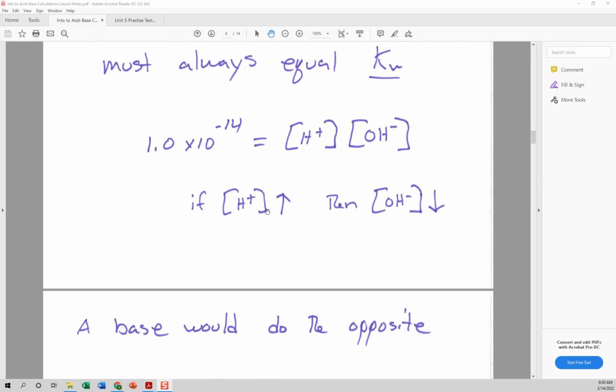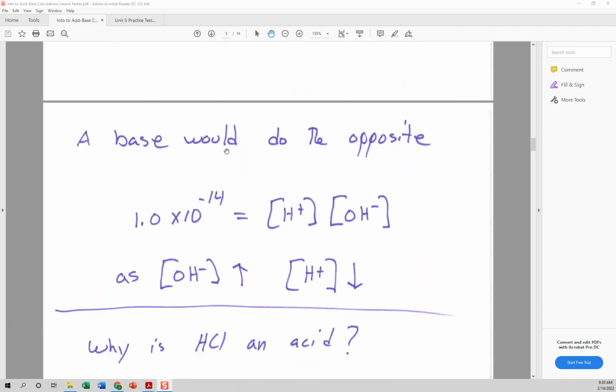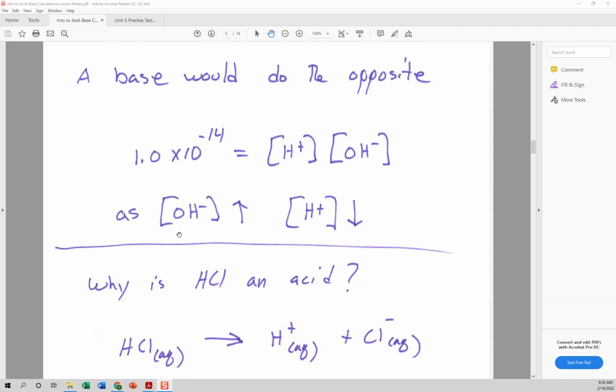So if H+ increases above 1 times 10 to the negative 7, then OH- is going to have to decrease so that the product of these two is equal to 1 times 10 to the negative 14, all right? So a base would be the opposite. A base is something that, when I add it to water, drives up the concentration of hydroxide, but at the same time drives down the concentration of H+ from 1 times 10 to the negative 7. Remember, the molarity of H+ and the molarity of OH- in pure water start at 1 times 10 to the negative 7.